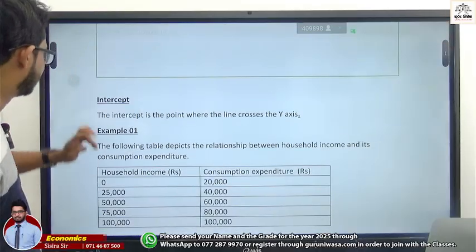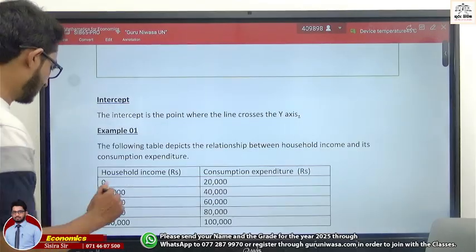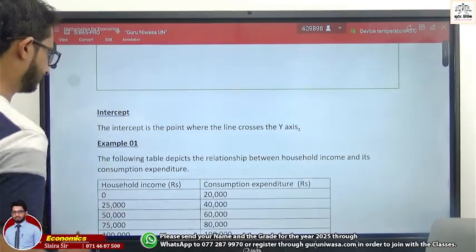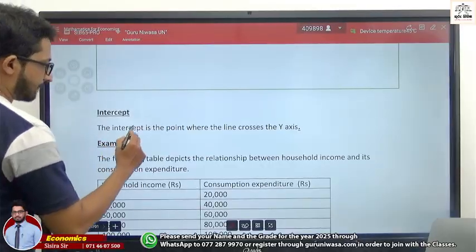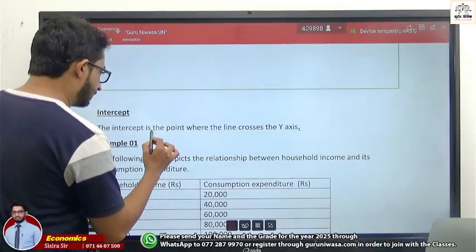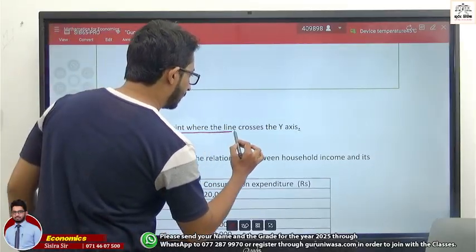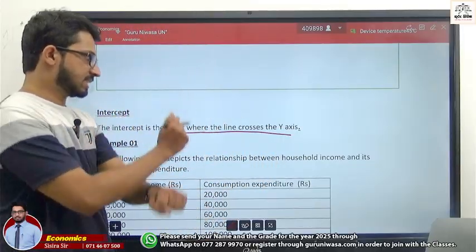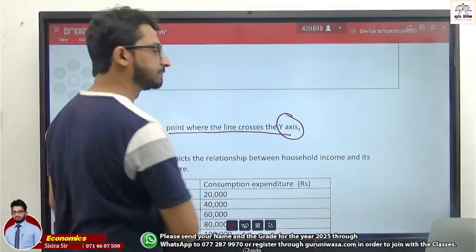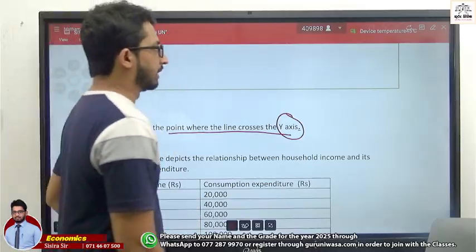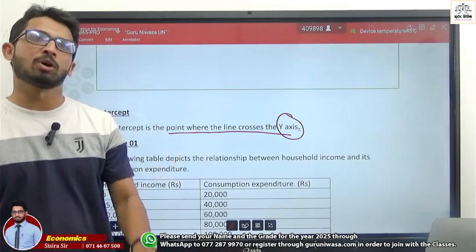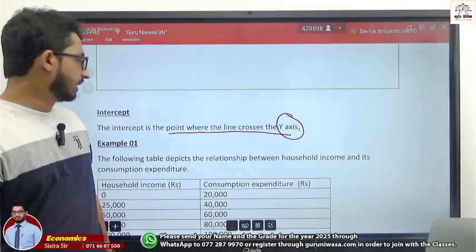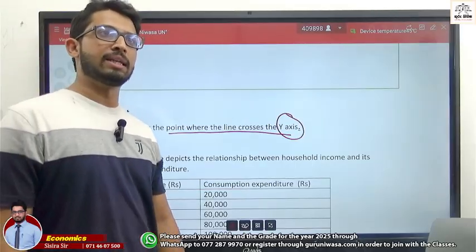Intercept. Intercept is the highlight, if you can, the point where the line intersects the y-axis.